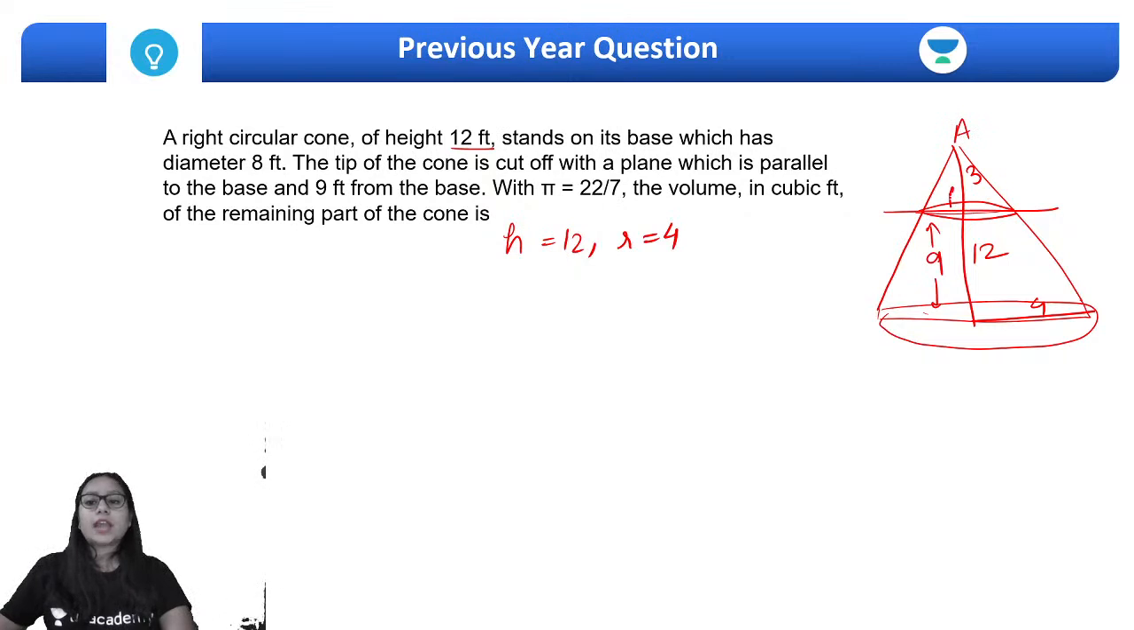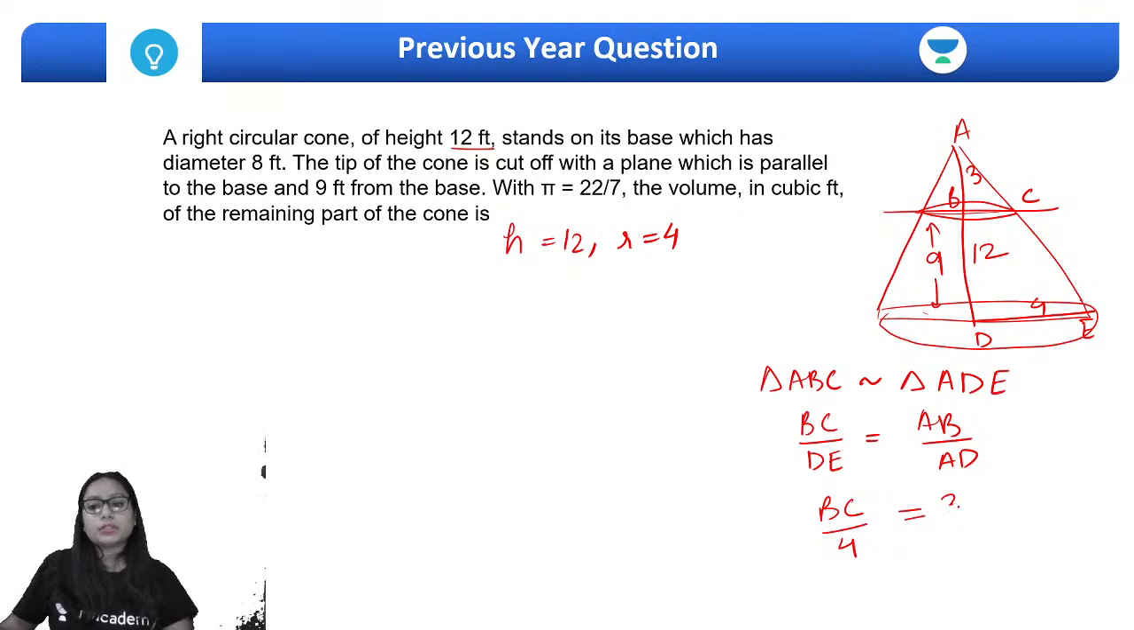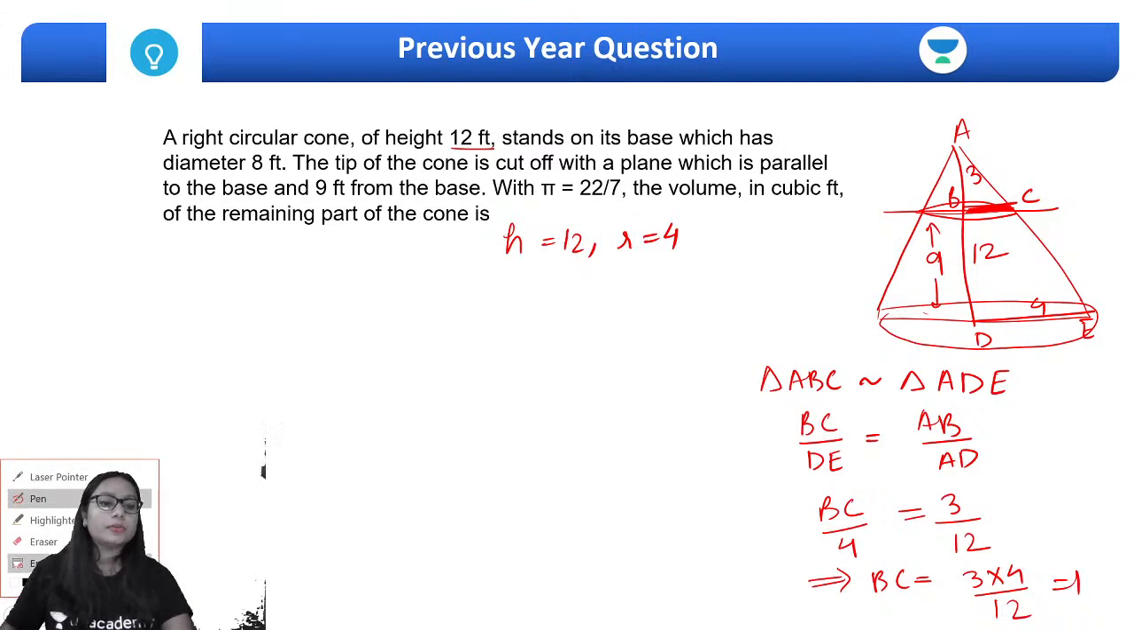Now see, if I take this triangle as ABC, then from the concept of similarity, we know that triangle ABC is similar to triangle ADE. Since in similar triangles the ratio of sides is same, I can say that BC upon DE is equal to AB upon AD. I need to find the value of BC. DE is 4. AB is given to be 3 and AD is equal to 12. So I can get the value of BC as 3 into 4 upon 12, that is 1. Hence the radius of the cone that has been cut off is equal to 1. This radius is given to be 4.